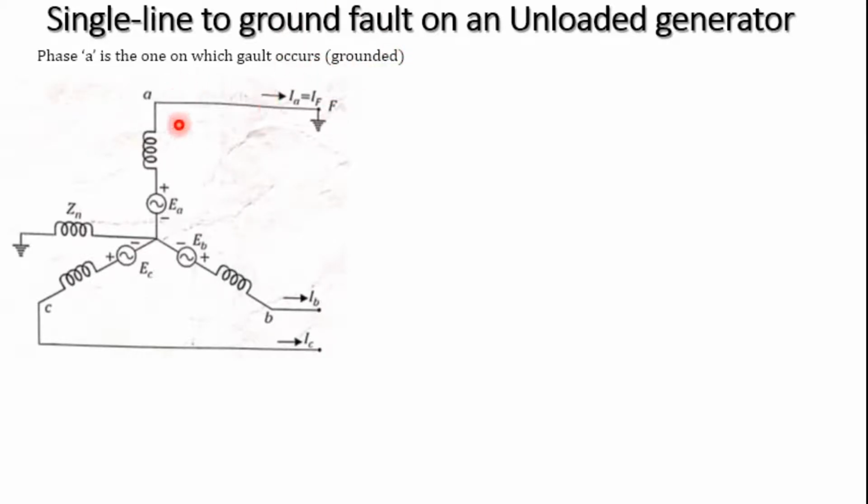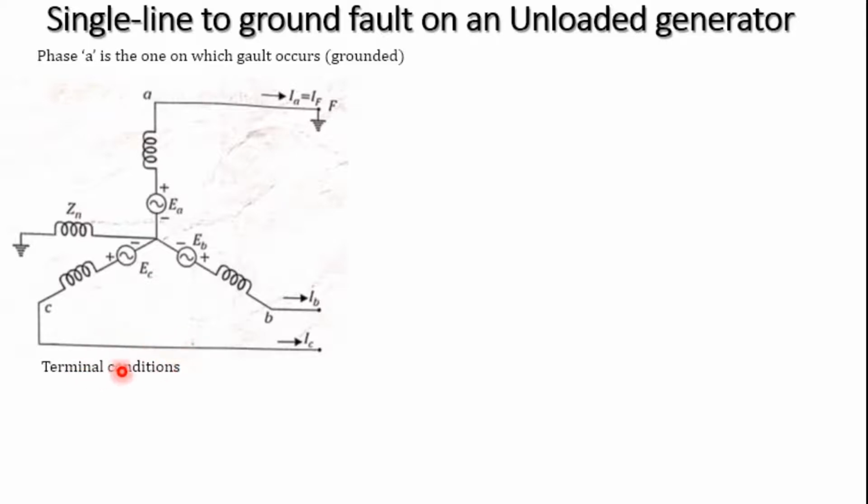So here you can see that phases A, B and C and the neutral have an impedance of Zn. Here we are assuming that phase A is grounded and short circuited directly to the ground. Based on this we can understand the terminal conditions, which is very important, because based on this only we are going to derive a lot of the conditions.